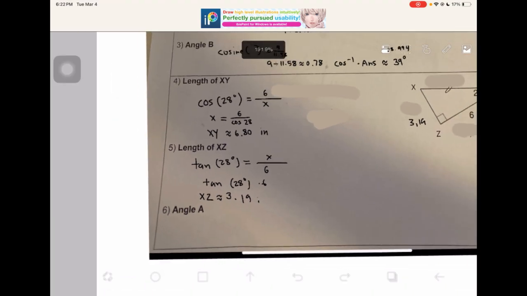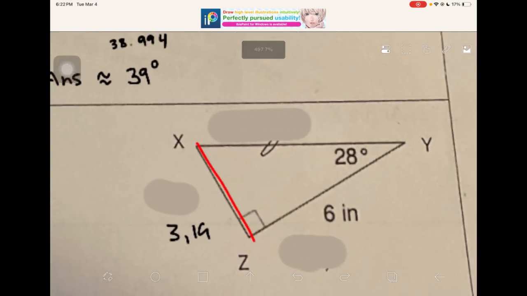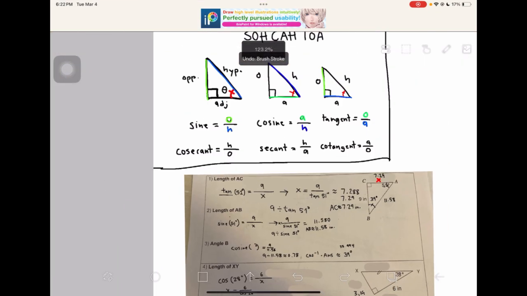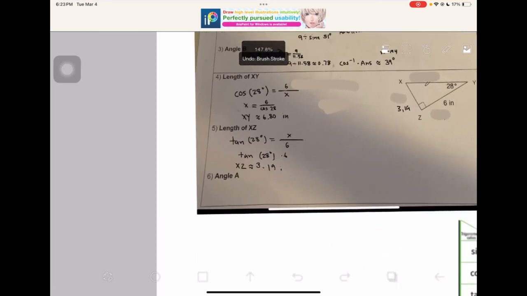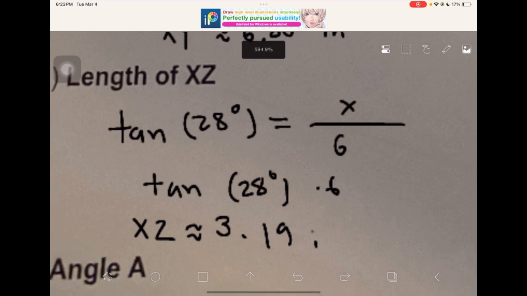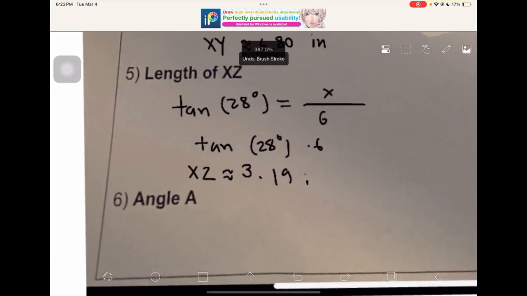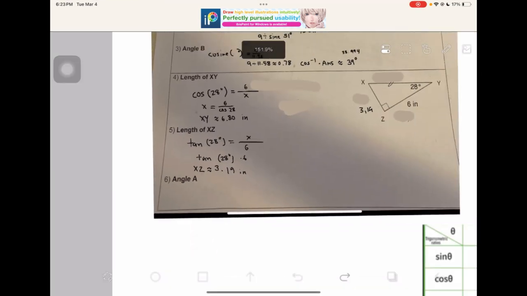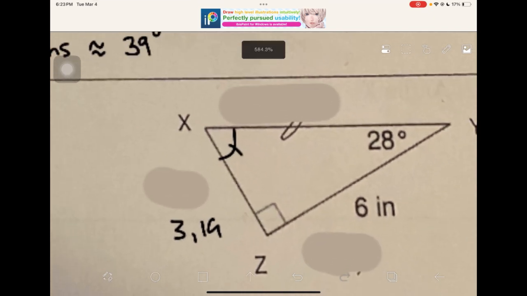So that's what I did over here with xz. We want xz, so that's the opposite, and we have the adjacent. So TOA, that is opposite over adjacent. We just do tan 28 degrees multiplied by 6, giving us the answer of xz is equal to about 3.19 inches.